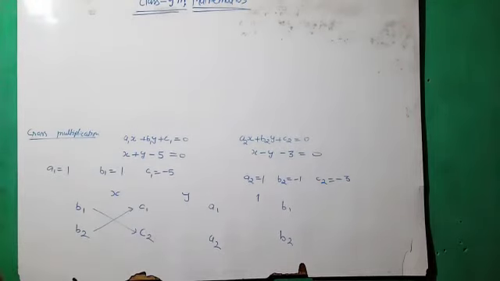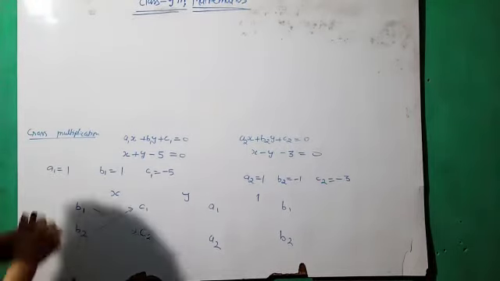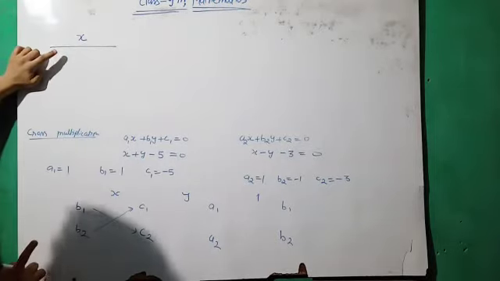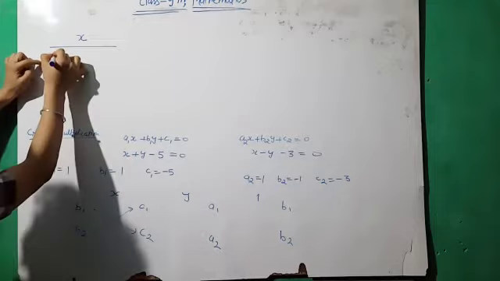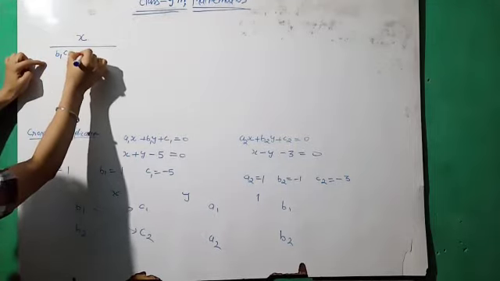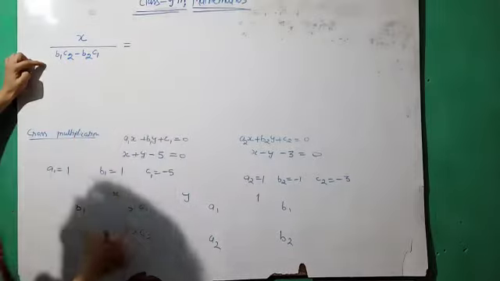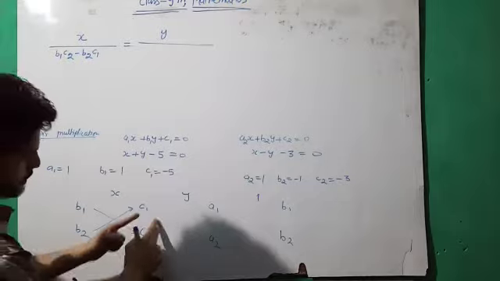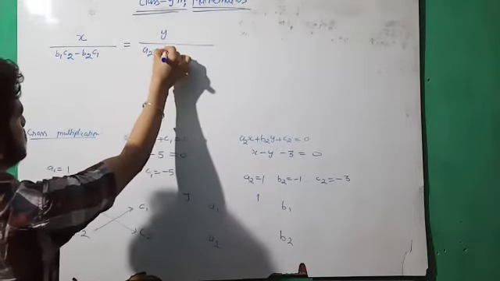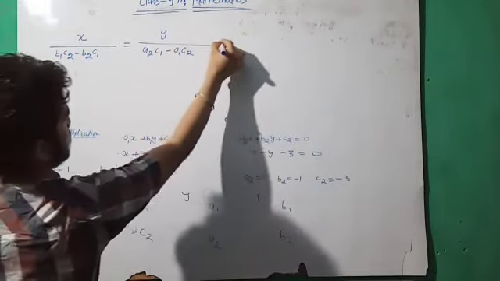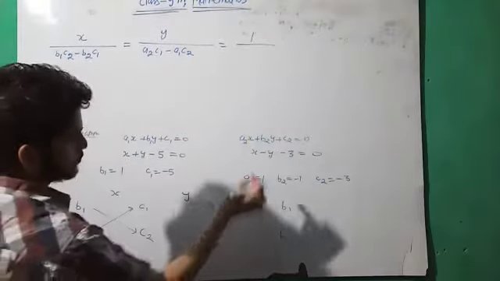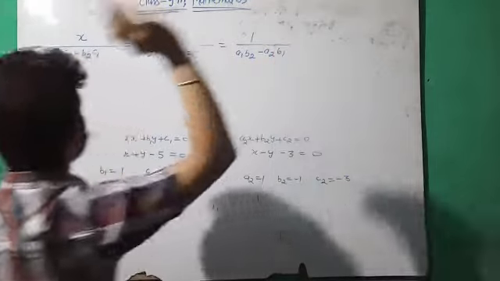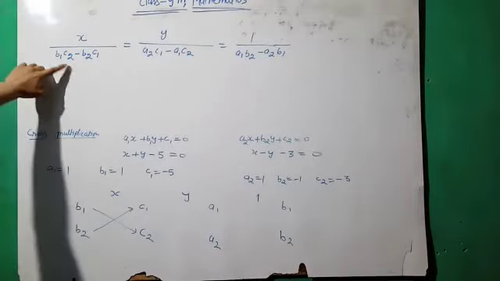Like this, b1 c2. I am doing this question here. Cross multiply, then minus. Remember this thing. We have x upon b1 c2 minus b2 c1 equal to y upon a2 c1 minus a1 c2 equal to 1 upon a1 b2 minus a2 b1, because the third one is 1. Now put the values of a1 b1 c1 in place of these.